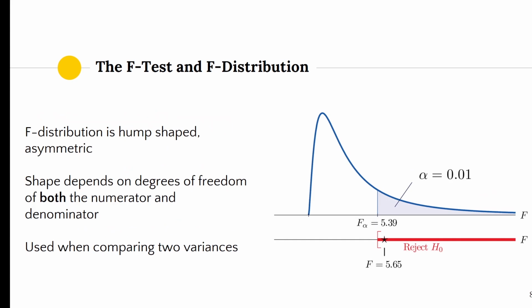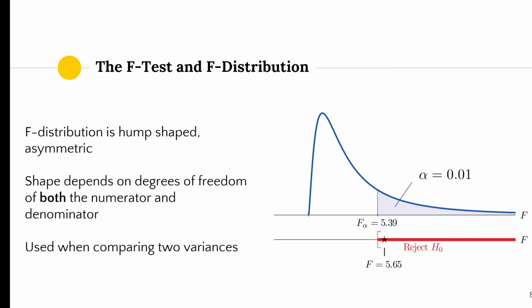A bit about the shape of the F distribution. It's hump-shaped and asymmetric. So the hump, the highest point of the F distribution, is where F is equal to 1, because that is the null hypothesis, that the variances are equal. And it's asymmetric because there's a long tail. Now, the exact shape of the F distribution will depend on the number of degrees of freedom of both the numerator and the denominator, similar to the T distribution, although that really only had one form of degrees of freedom, the sample size.